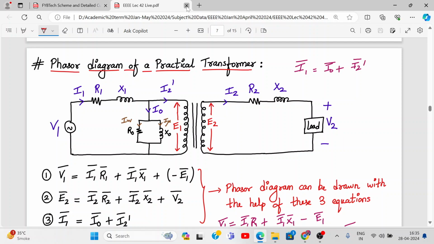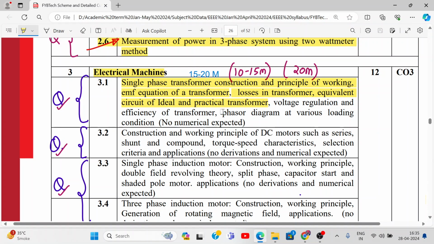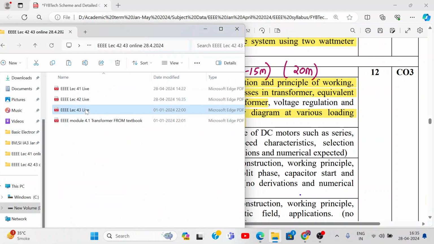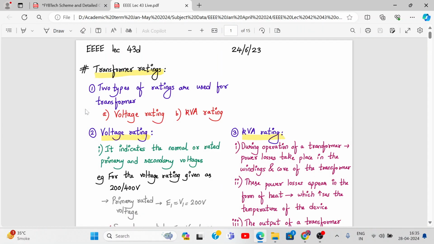Yes, sir. So now we have completed this part also. I'll mark it yellow. So you're left out with voltage regulation and efficiency of the transformer. This will go fast a little because we have to write very less over here.